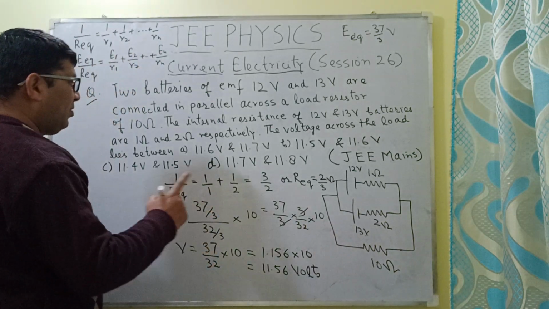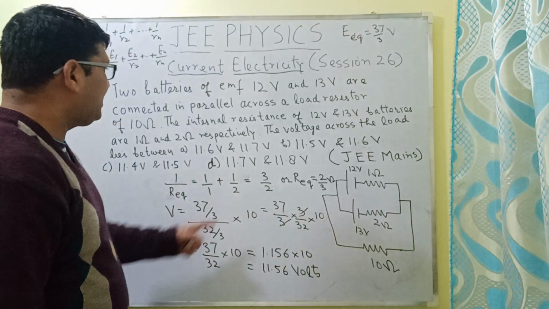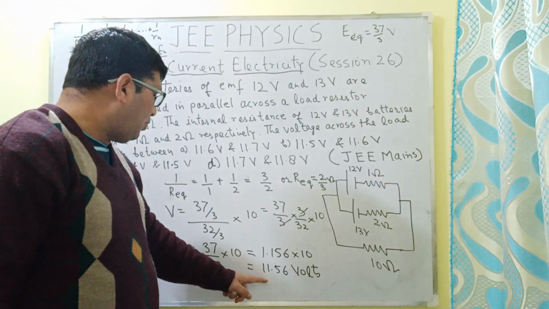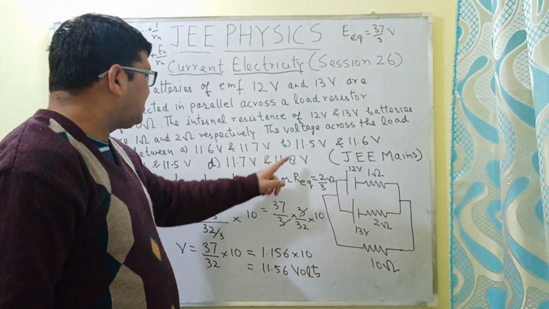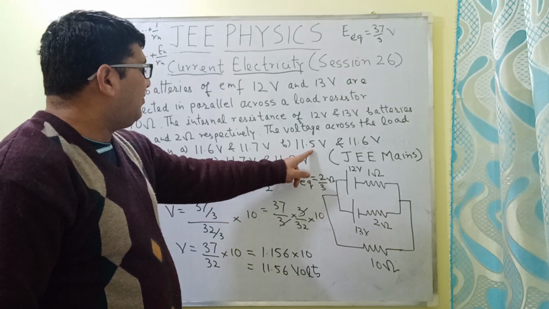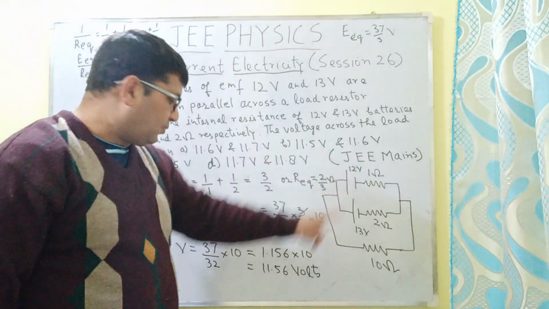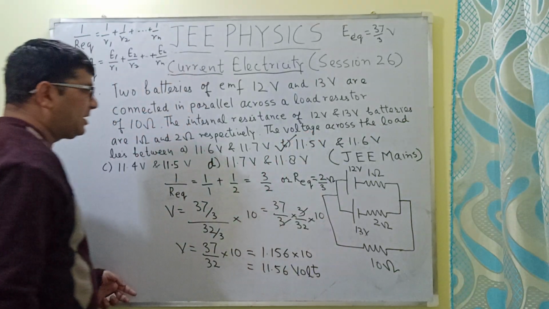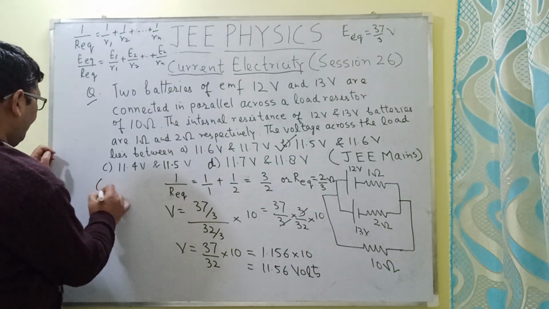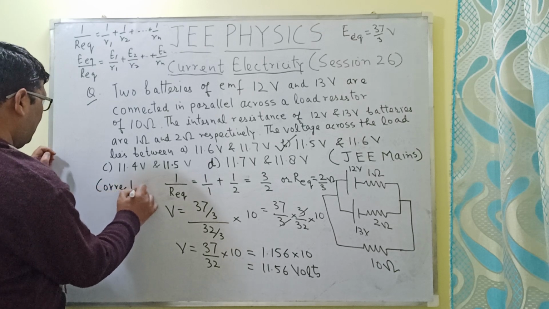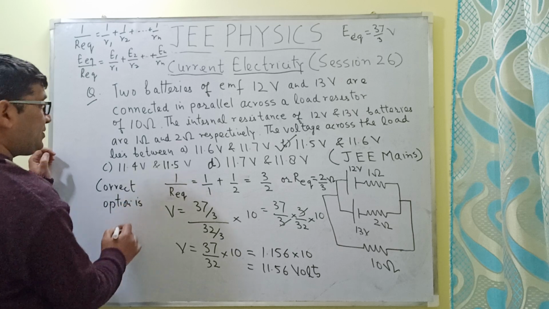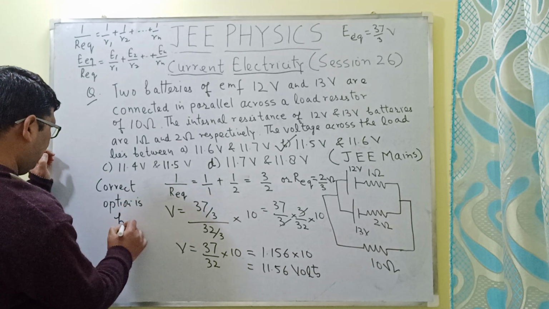And here we have been given 4 options, that is, the voltage across the load lies between. So this is 11.56, so this is lying between 11.5 and 11.6 volt. So our correct option is B. The correct option is B.